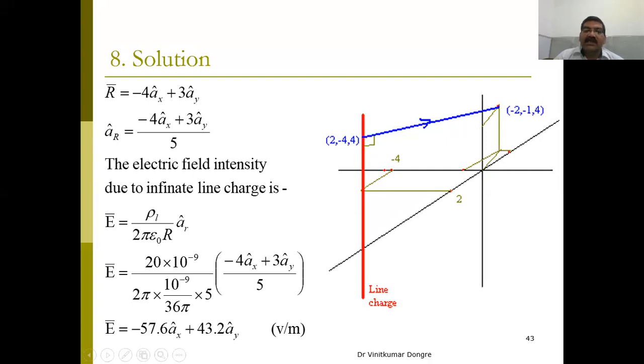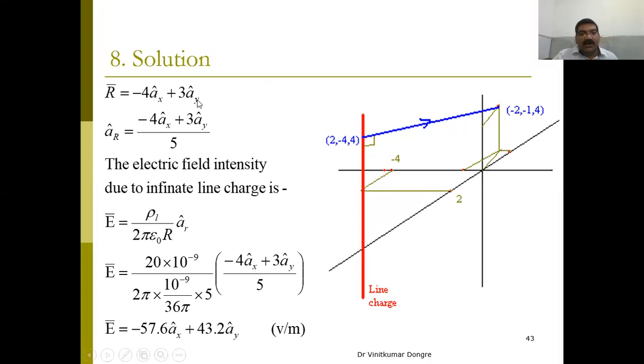If you did this, there is a 99% chance that you will solve the problem correctly. Now R you can find out. So R will be -2. The vector can be at this point. So the vector is in direction -2, -2, so it will be -4ax. Then the y: that is -1 minus, that will be +4, so that will be +3ay. And z will get cancelled: 4 minus 4, z will be 0.